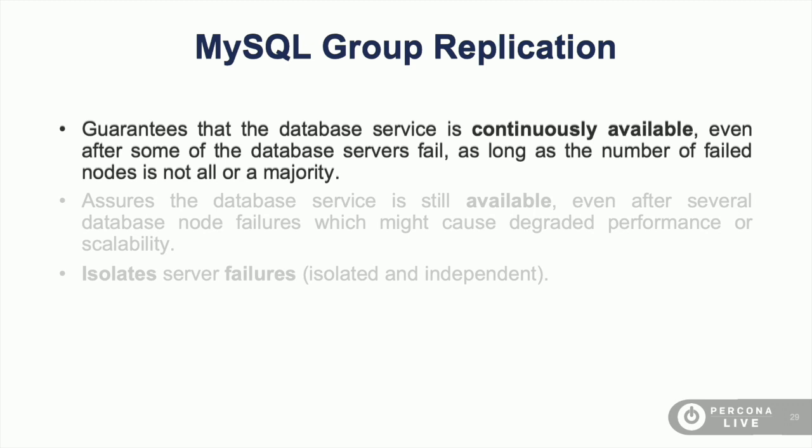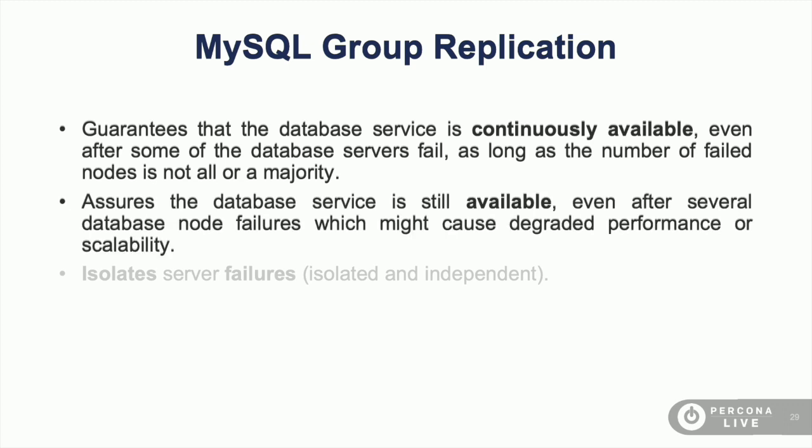As I mentioned earlier, MySQL group replication will always allow continuous business on distributed databases. What does that mean and when does that occur? Provided that the number of healthy, live, and functioning database nodes in the group is always higher than half of the total number, you will always be guaranteed that your database is functional in business. And it assures that the database will always be available, even with degraded performance or scalability. Isolate server failures.